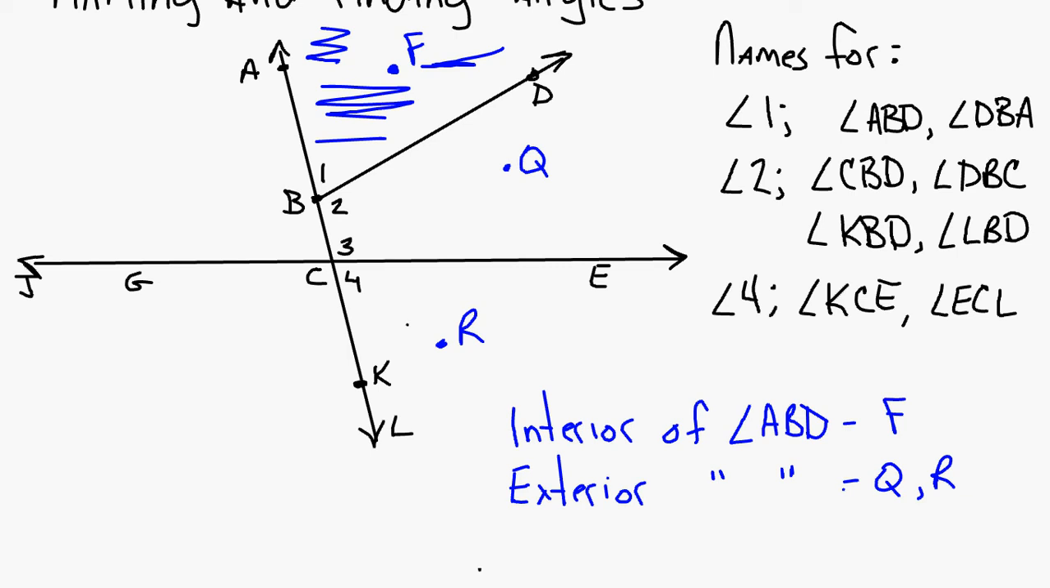All right, any questions about any of that? Naming an angle: 3 letters, using the vertex as the middle letter. Turn the page, please. Let's look at this drawing.